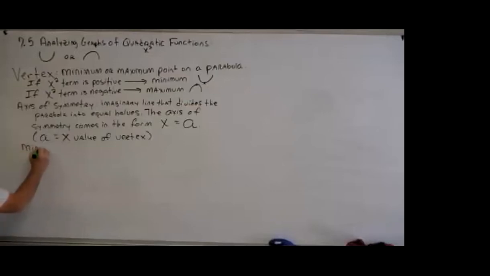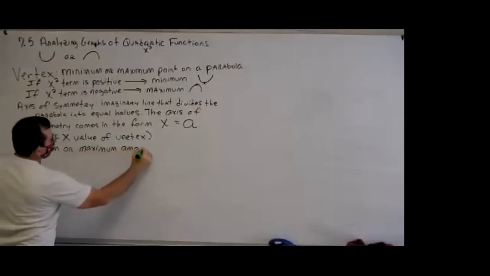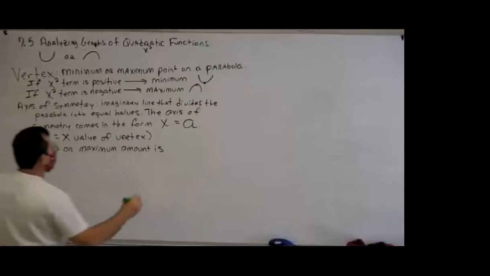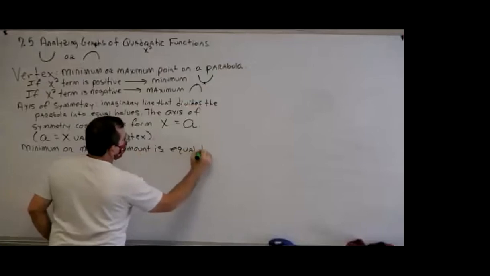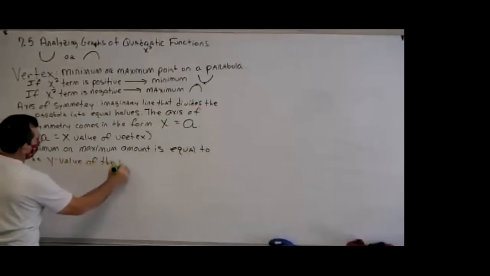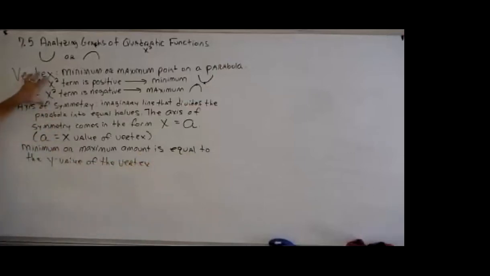The y value gives me the min or max amount. So the minimum or maximum amount is equal to the y value of the vertex. Now, to tell whether I got a minimum or maximum, I'm going to look at the x squared term. Is it a positive x squared or a negative x squared? Okay, that will determine the minimum or maximum. The y value will give me that amount. Okay.